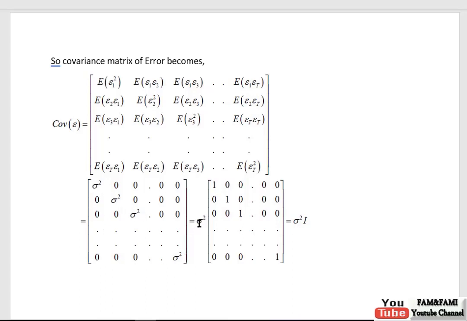When you take this sigma square common, you will be left with 1 1 1 throughout, a matrix that has 1 on the diagonals and zeros on the off diagonals. That is called the identity matrix, denoted by I. So this expression simplifies to sigma square times identity. So this is the final expression: covariance of epsilon is sigma square times identity.